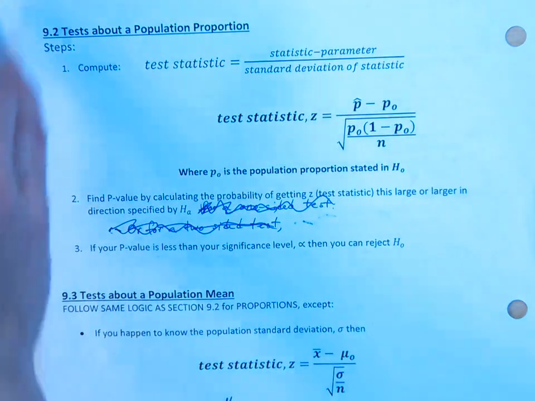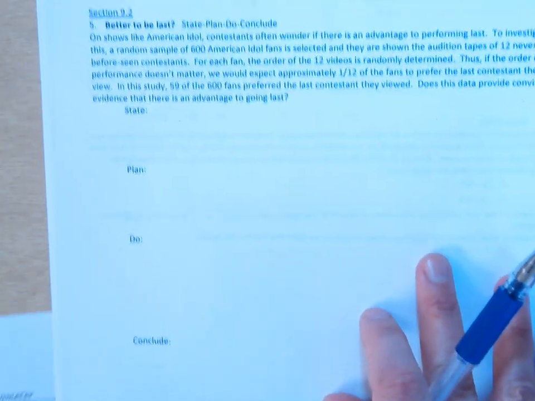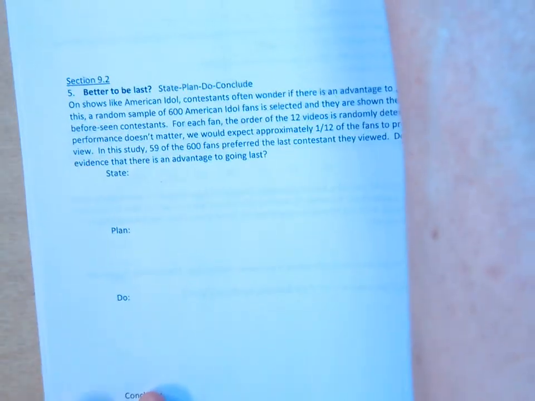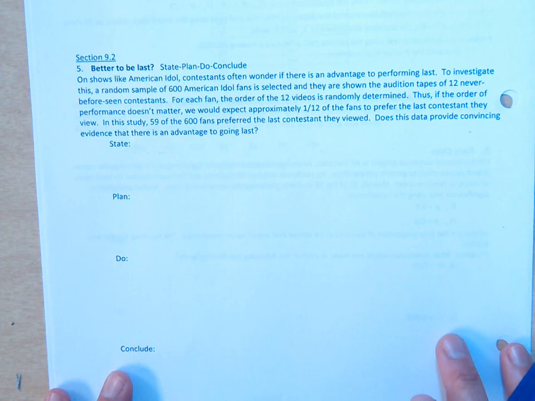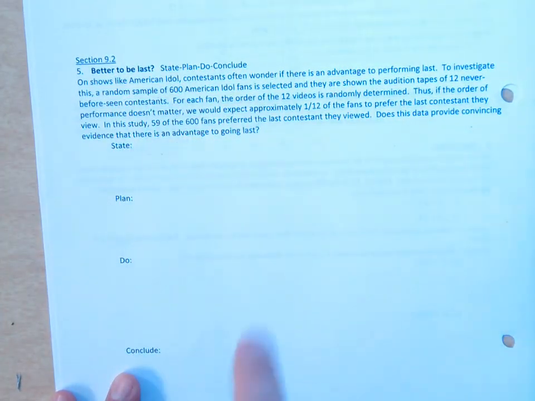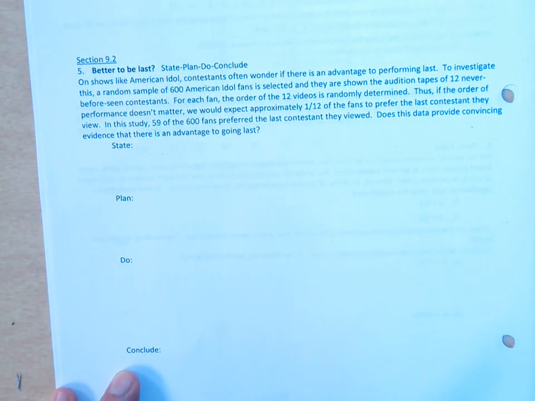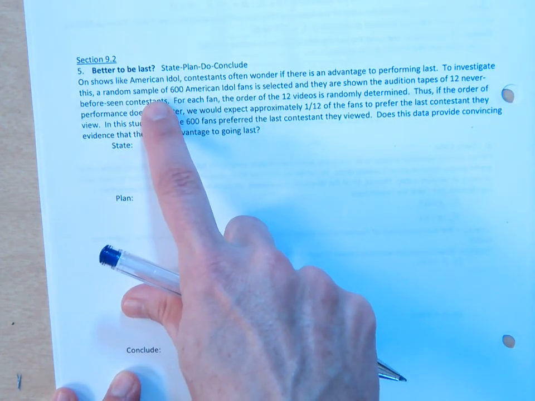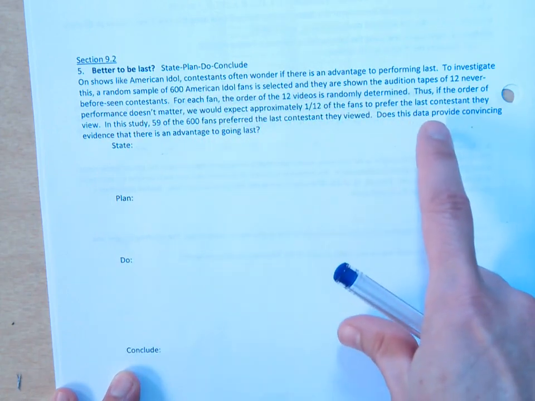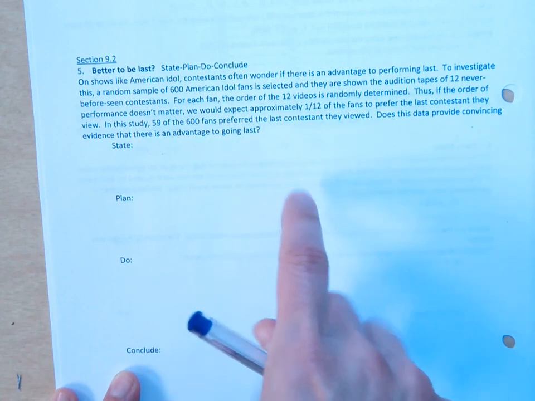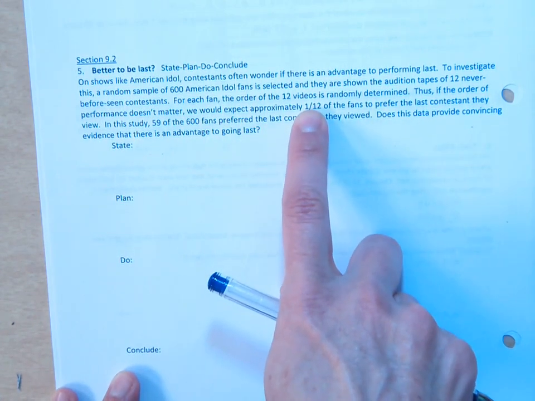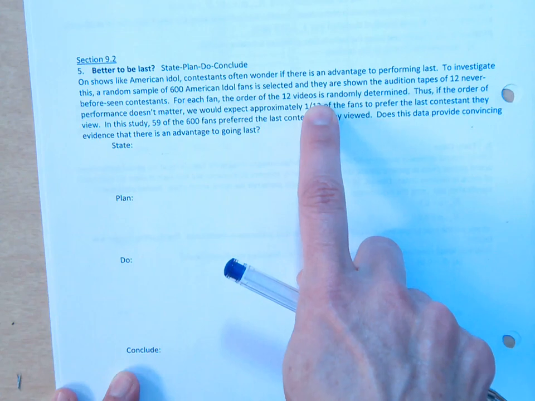So let's walk through everything in this American Idol question. This is extra example number 5, still from section 9.2, and this is the situation. On American Idol, we're wondering if there's an advantage to performing last. There's a random sample of 600 fans, and they're shown the audition tapes of 12 contestants. The order that they're shown in, so this is like your experiment, the order that they're shown in is randomly determined.